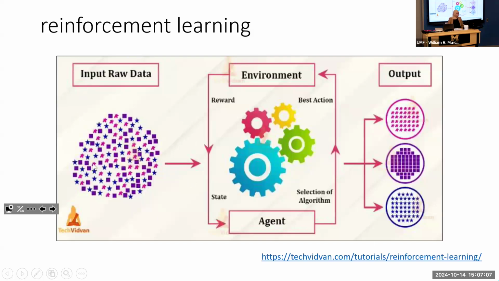When we have input data, then we have our environment. There is an agent which is interacting with the environment, and the agent here is going to get a reward based on whether it is taking the best action or not, okay? And the output is, from this given data, we have a given output, okay?